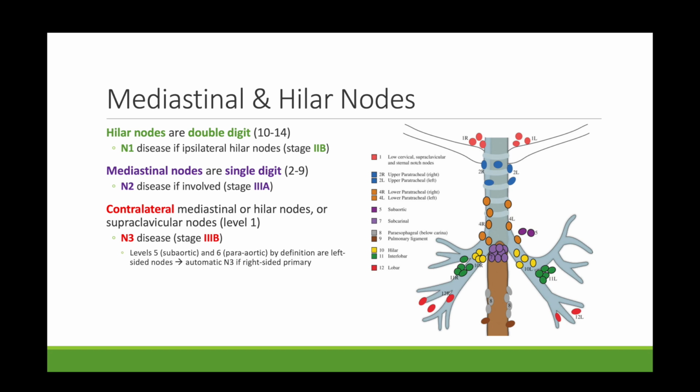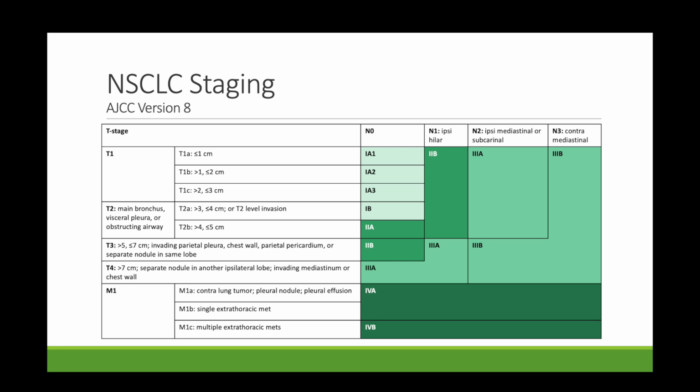So just to recap that mediastinal and hilar anatomy, hilar nodes are the double-digit nodes 10 to 14. If they are involved ipsilaterally, it's N1 disease. The mediastinal nodes are single digits 2 through 9, and if they are involved ipsilaterally, it's N2 disease. And then if we have contralateral mediastinal or hilar nodes, or those level 1 supraclavicular nodes, that makes us N3 disease. I think that anatomy background, especially for those nodal stations, is really important to understand because it really informs our staging for non-small cell lung cancer.